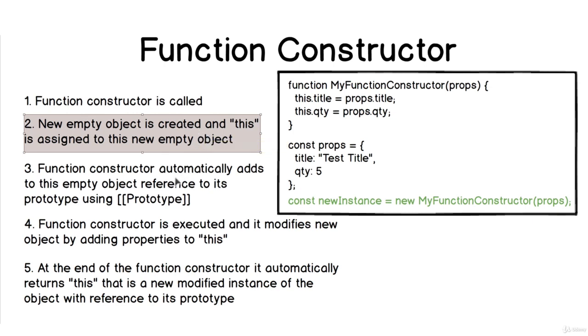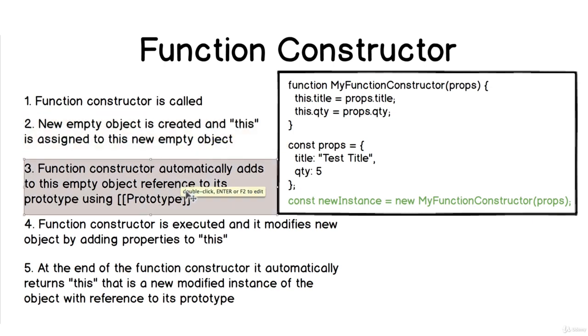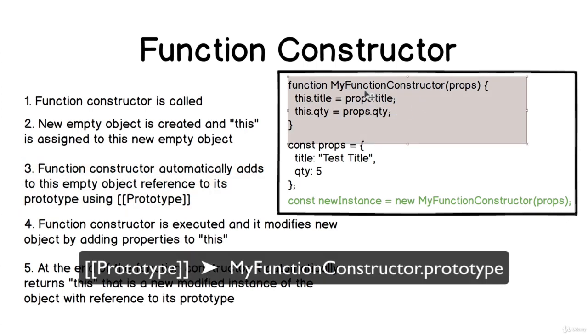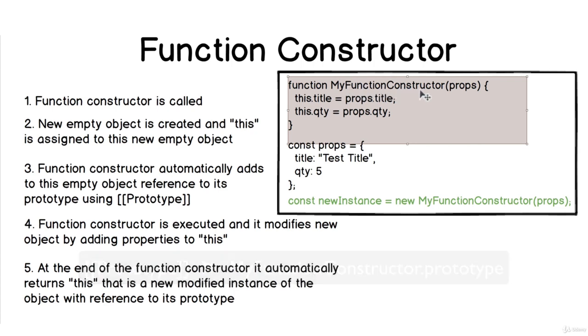Okay, then function constructor automatically adds to this empty object reference to its prototype. And it uses hidden property prototype. And of course, it adds visible property __proto__. And in this case, those properties will point to my function constructor dot prototype. So prototype of every instance is my function constructor dot prototype.